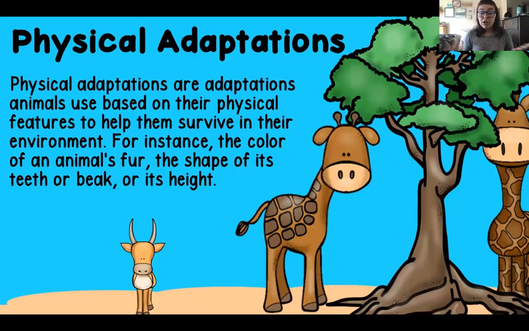Sometimes the color of an animal can blend in. We call this camouflage. This is when an animal's color matches where it lives, so it can blend in and protect itself from being eaten. That's also a physical adaptation.